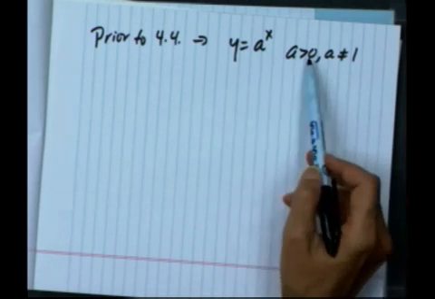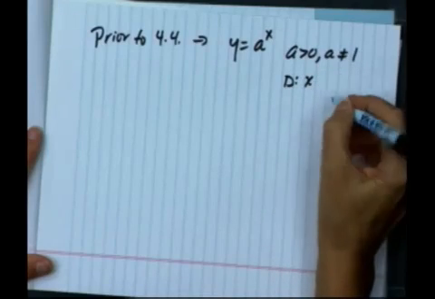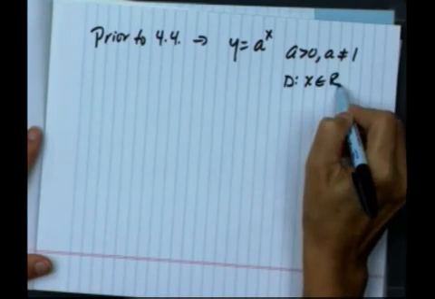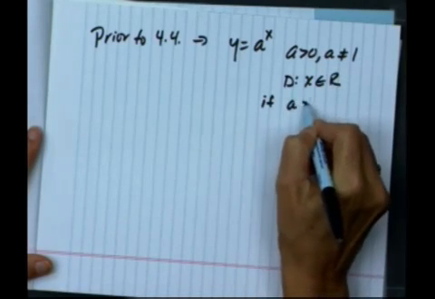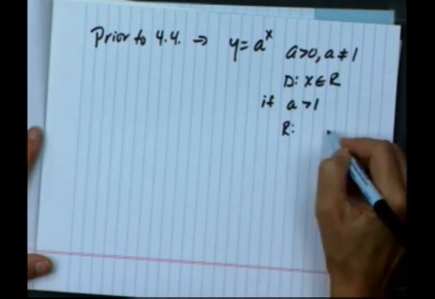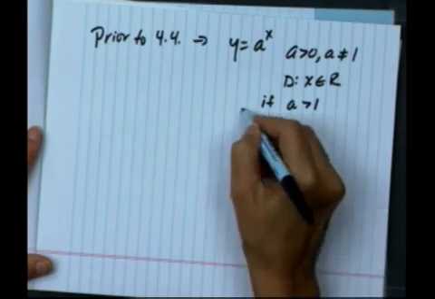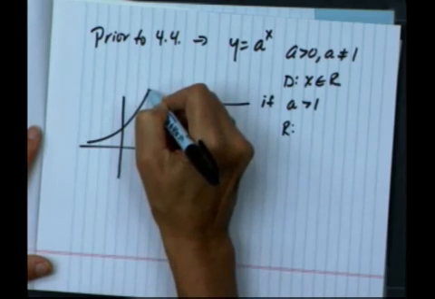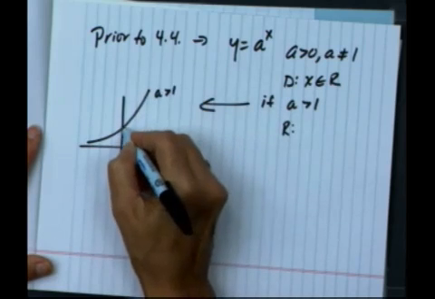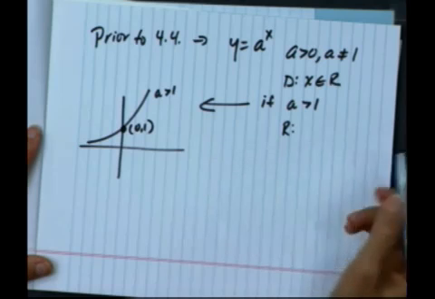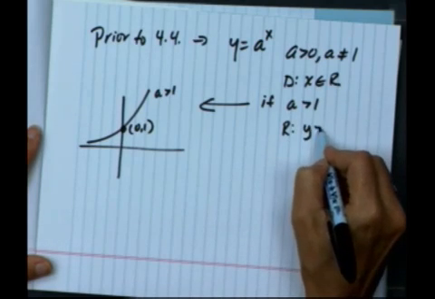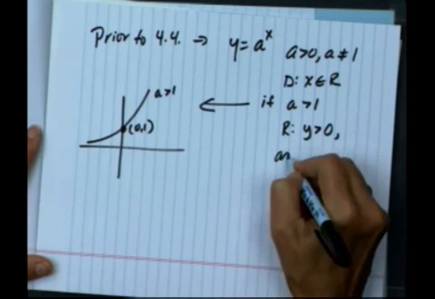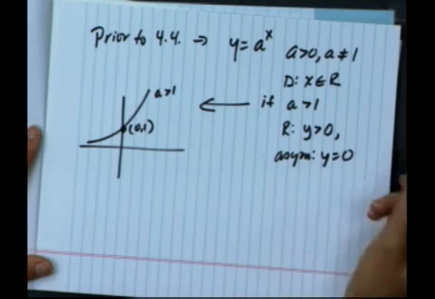So you define a to be greater than 0, and the reason it's never equal to 1 is you would just have a horizontal line. Remember, your domain is x is all real numbers. And if a is bigger than 1, what does your graph look like? It's one of your little curves that goes like this. Remember, it went through the point (0, 1). Your range is y greater than 0. What was your asymptote? y equal to 0.